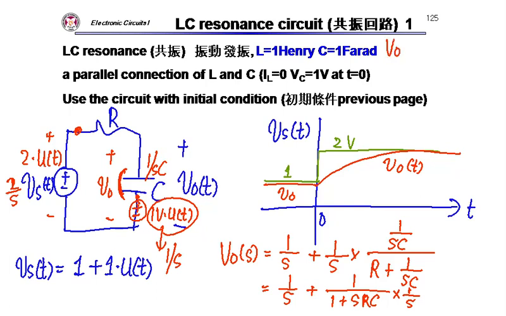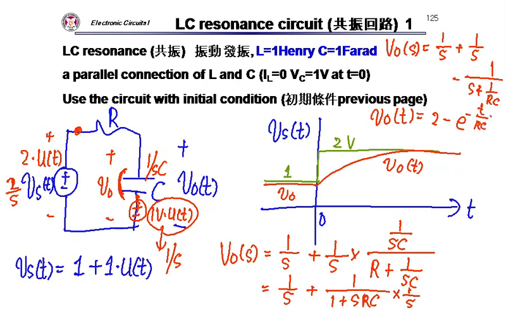After some manipulation, my vo(t) will be 2 minus exponential minus t over RC, u(t). So it's the same as this one, right? For t positive. Okay? So any questions?